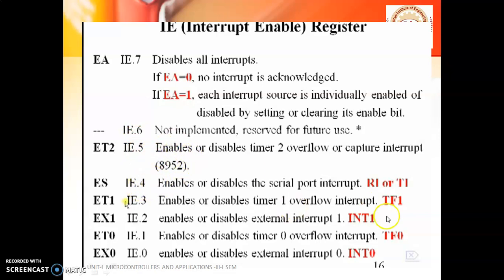Coming to the next ones, we have bits for RI or TI to activate the serial communication interrupt, to activate the timer interrupts, and to activate the external hardware interrupts. So this is all about your IE register. IE register is mainly used to enable the interrupts, and it is also used to disable the interrupts.